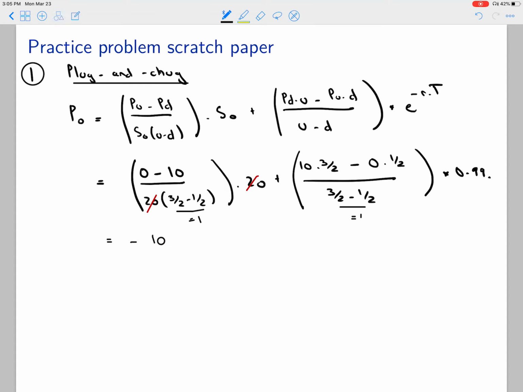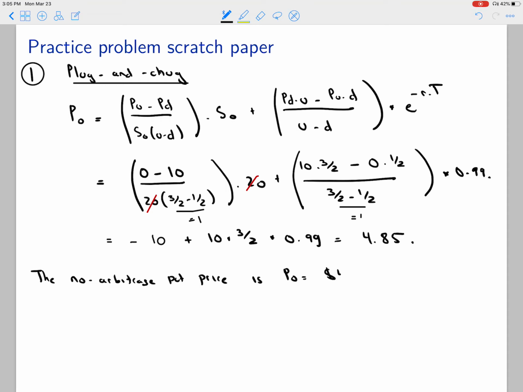Plus 10 times 3/2 times 0.99. What you're going to arrive at is that this equals 4.85. Thus the no arbitrage put price by the plug and chug method is P0 equals $4.85.